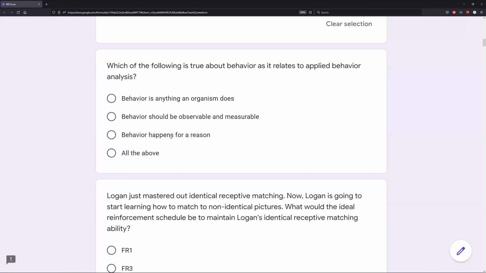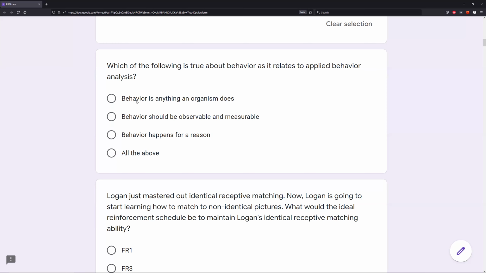C, behavior happens for a reason. Yes, what is another word for this? Well, of course, the function, right? The function of the behavior. Escape, attention, tangible, automatic sensory. Behavior always happens for a reason. Okay, it doesn't just appear out of thin air. Behavior is determined. So, which of the following is true about behavior?